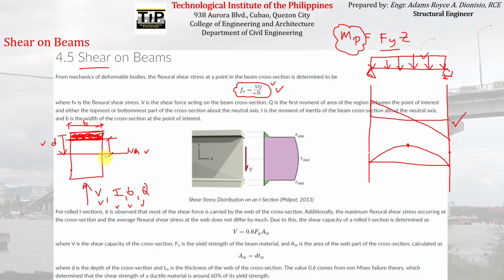For the case of a beam with an I section like this, the cross section looks something like this. It is made up of an I beam like this one. If this is the shear force acting on that cross section, and you want to find the variation of shear stresses from the extreme top fiber to the extreme bottom fiber, the variation of shear stress along the depth of the beam will look something like this. You can see here, most of the shear stress is actually acting on the web.